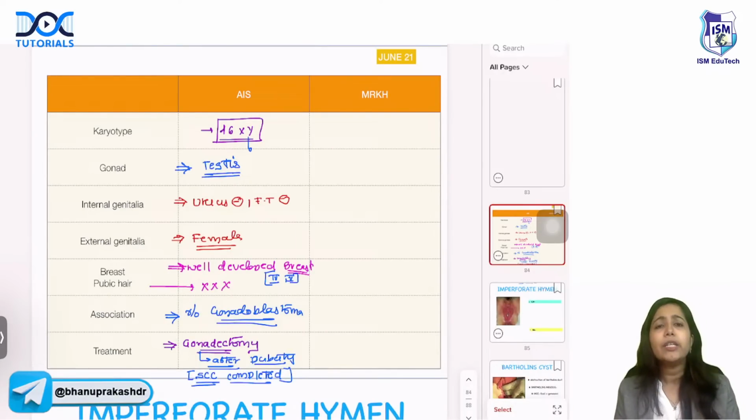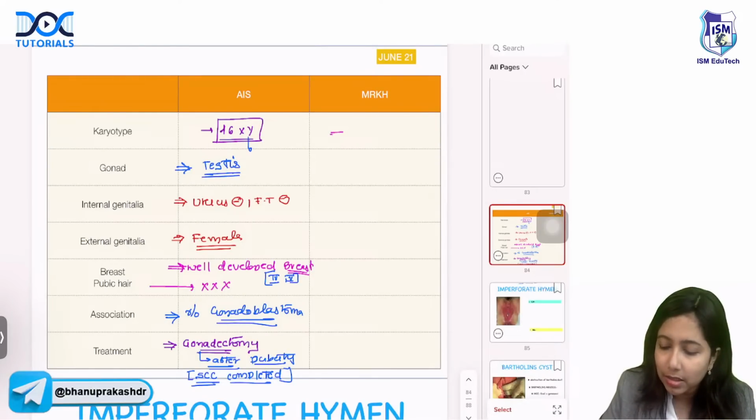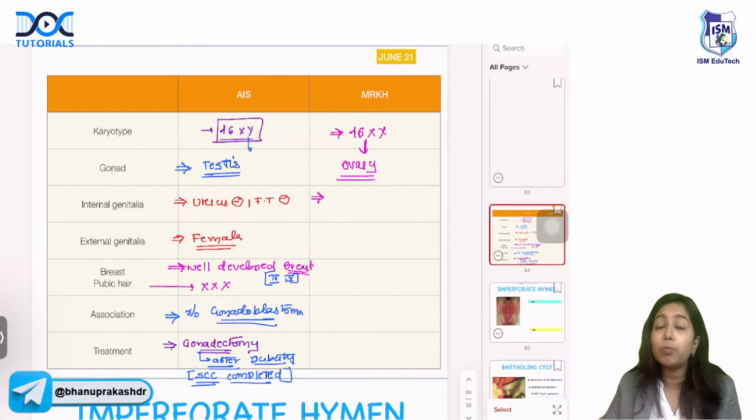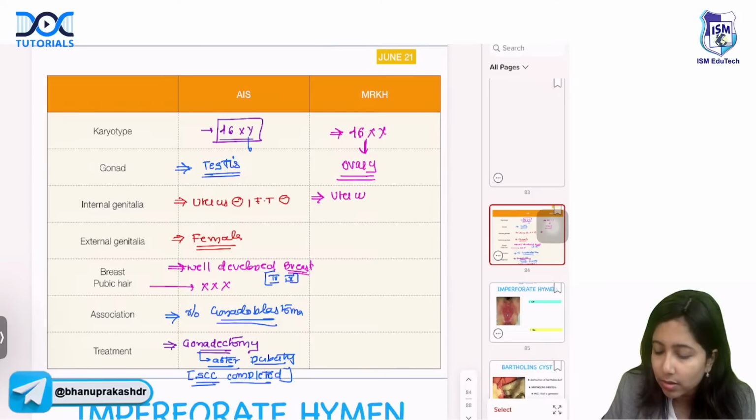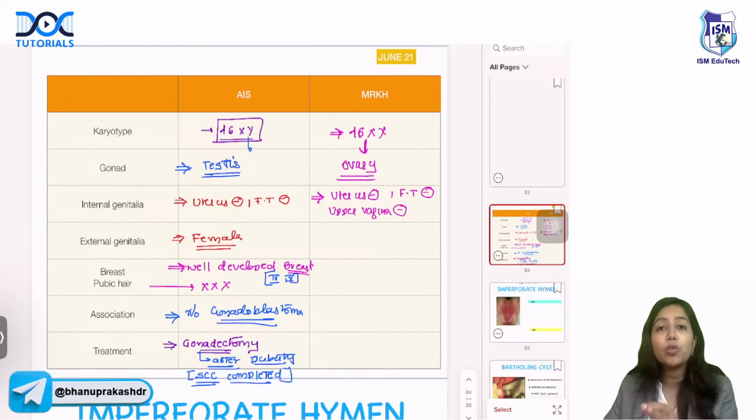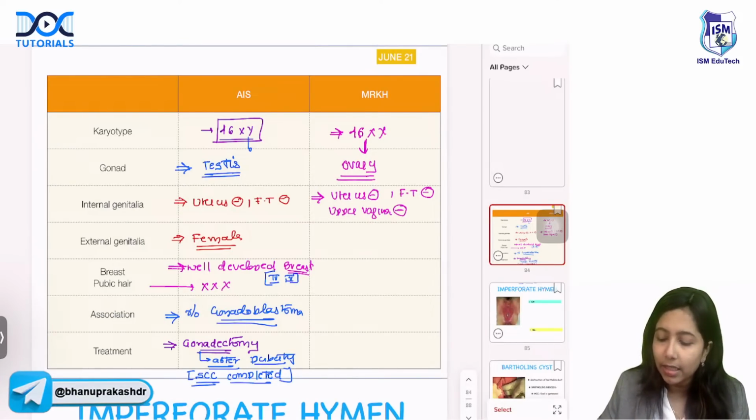Now coming to MRKH. So MRKH is basically a female. She is karyotypically also a female, phenotypically also female. The only problem is the Mullerian duct is not developing. The Mullerian duct leads to the development of the uterus, fallopian tube, and the upper vagina. So these females are basically 46XX. So they have ovary. The only problem is, as the Mullerian ducts are not developing properly, they won't have a uterus. The uterus is absent. The fallopian tube may be absent. The upper vagina is absent. So as I discussed, the uterus, fallopian tube, and the upper vagina develop from the Mullerian duct.